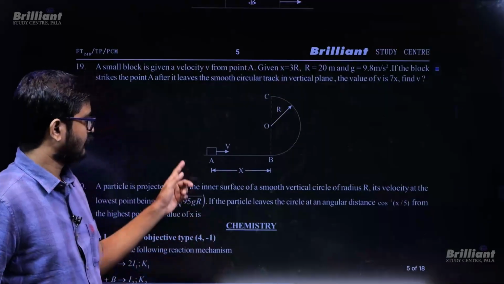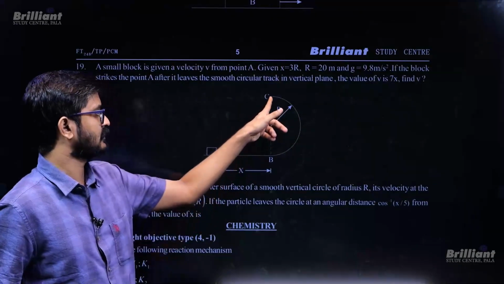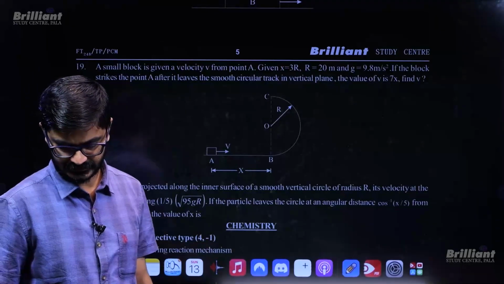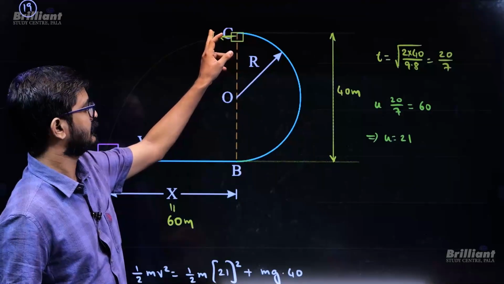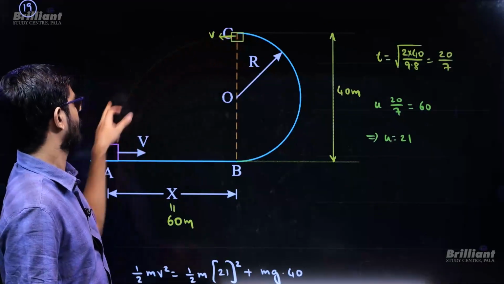In the next case, a small ball is projected and it is going like this. After this, it will follow projectile motion and it is going to hit the same point. For what value of v will that happen, they are asking. Take this as u, this is v, this is u. After this, it will be following projectile motion.